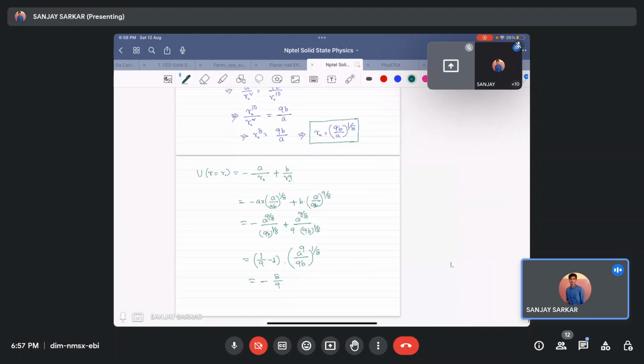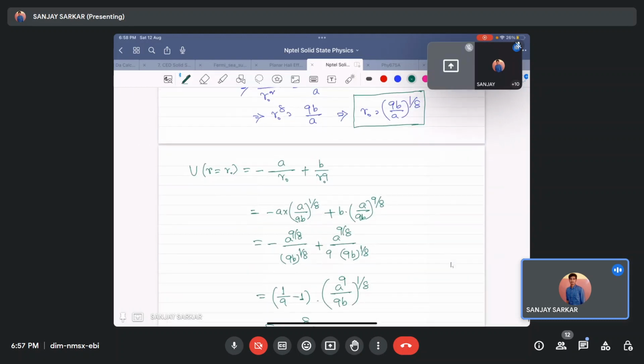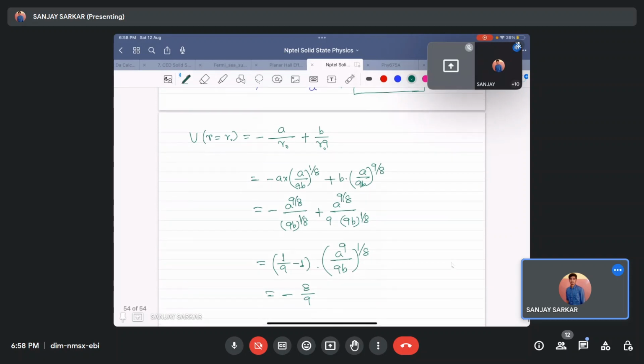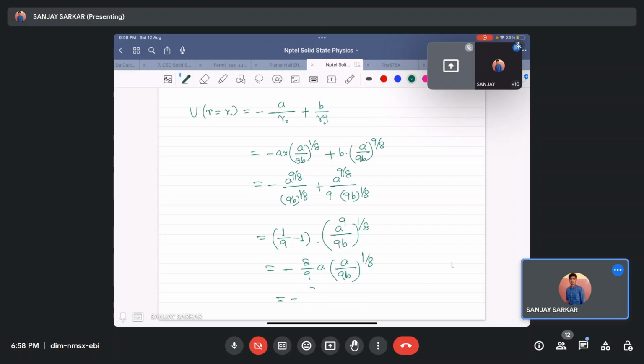And what is r naught? r naught is (9b by a) to the power 1 by 8. So if you take a outside, then it will be a into (a by 9b) to the power 1 by 8. And what is this? This is 1 by r naught, so it is just minus 8a by 9 r naught, which is option C. So is it clear how I calculated this?